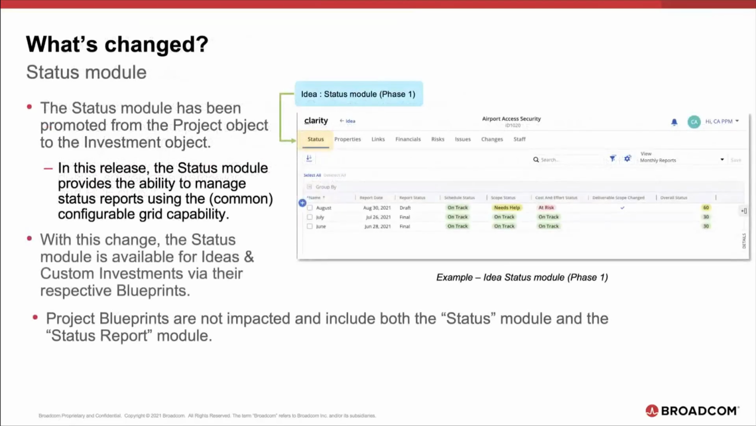Okay, so what's changed? As mentioned, the status module has been promoted from the project object to the investment object. With this change, the status module can be configured for ideas and custom investments via their respective blueprints. And as mentioned, in this release the status module for ideas and custom investments is leveraging the common grid. Project blueprints are not impacted by this and can continue to include, if they're used, the status module with its PDF output and the status report module as the configurable grid.